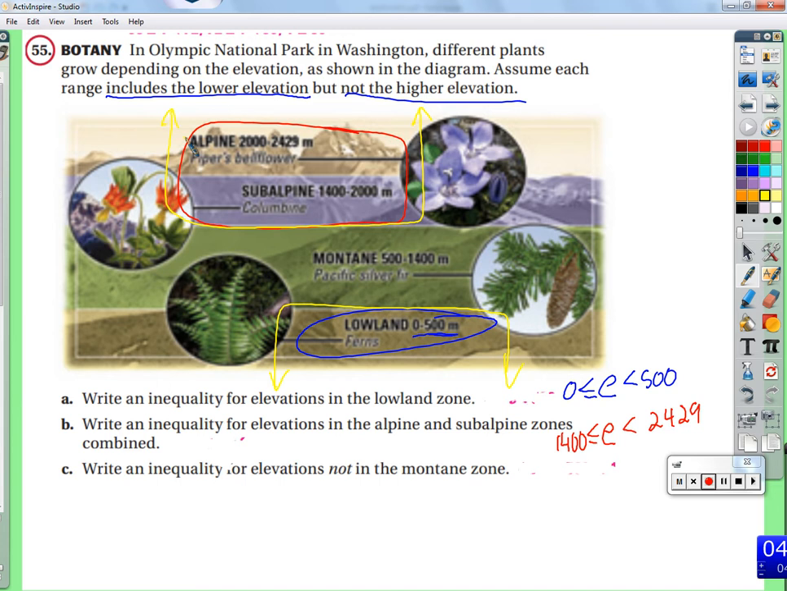So what are the elevations that are lowlands and below? 500 and below. So if E is less than 500, or if we go over here, E needs to be greater than 1400. Bigger than or equal to 1400. We can include the low one, but we don't want to include the higher. Any questions?